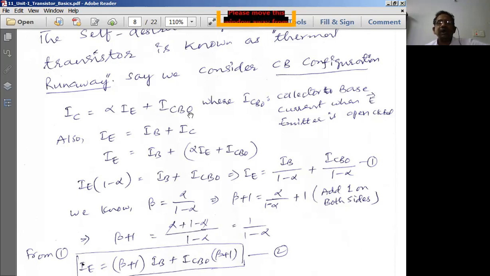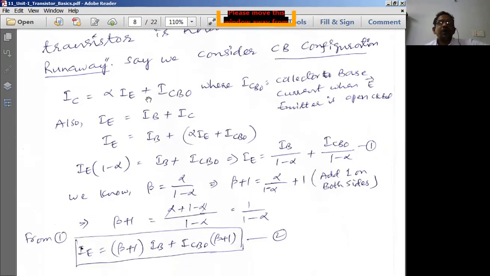So how can I rate this as the collector to base current when the emitter is open circuited? That is called ICBO, which is nothing but the reverse saturation current.